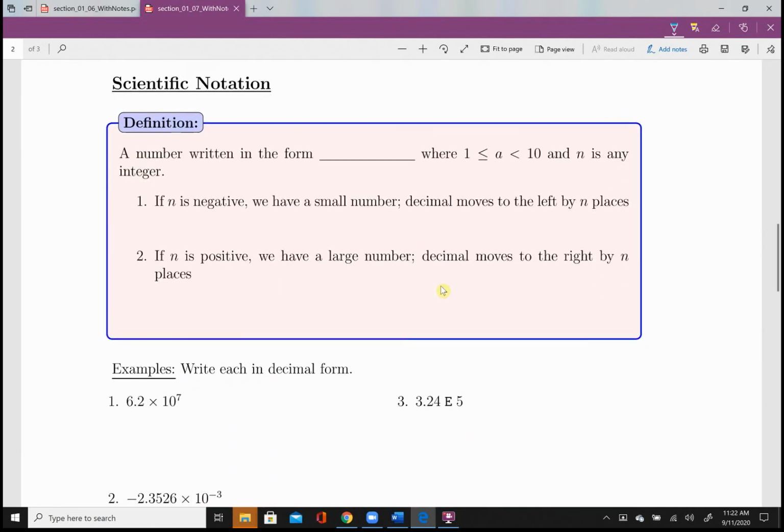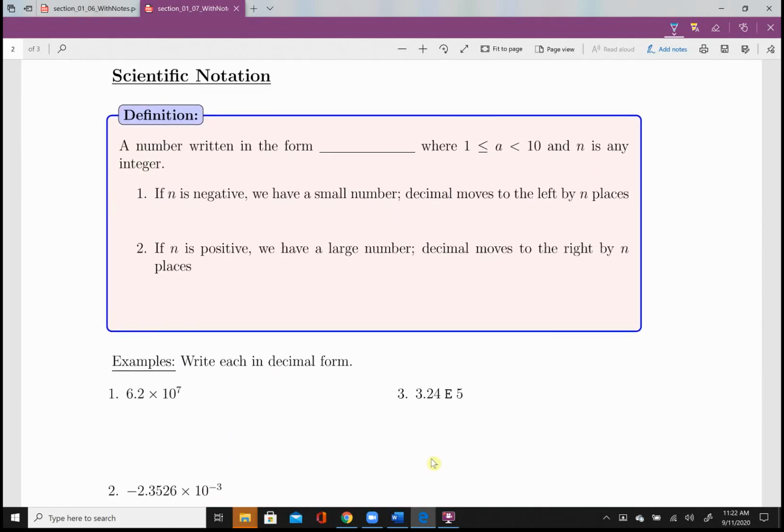All right, let's tackle scientific notation. Okay, yeah, we're doing good on time. A number written in the form of a times 10 to the n power.